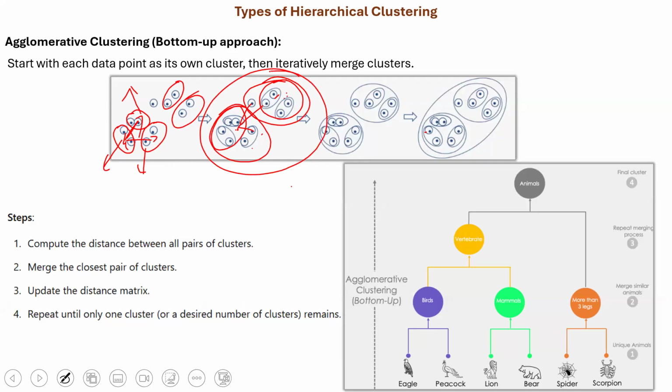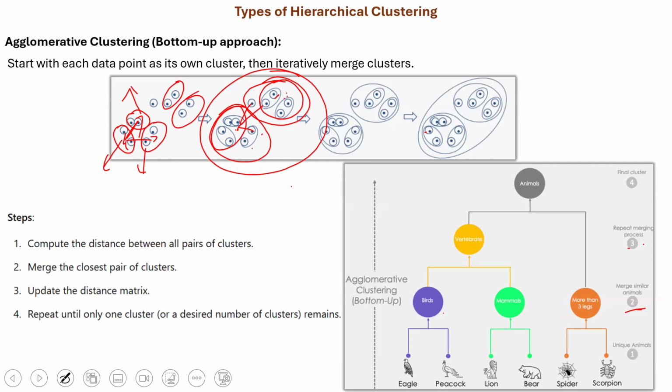So the best example is here. You have different species available here, different animals: eagle, peacock, lion, bear, spider, scorpio. Okay, all of them are treated as single individual points. Now combine the points which are close to each other. Okay. In step 2, we will combine the animals which are similar to each other. So eagle and peacock, both are birds, they're combined. Lion and bear, they're mammals, combined. Spider and scorpio, more than 3 legs, combined.